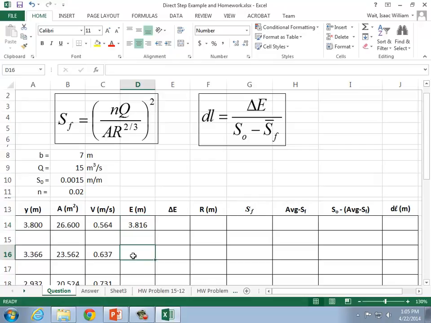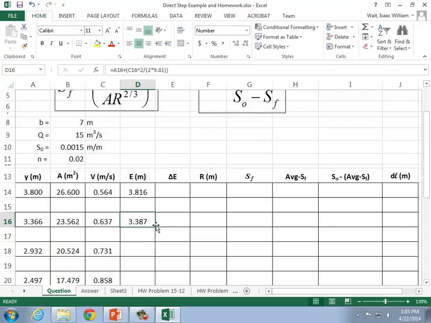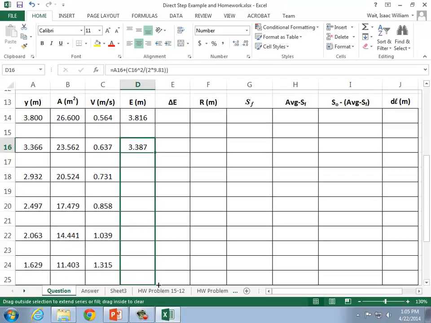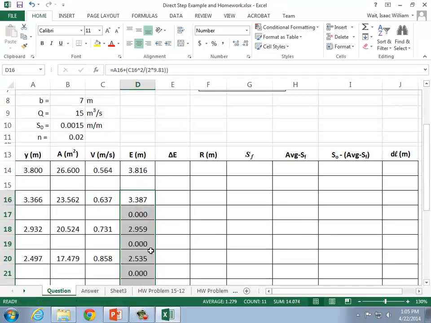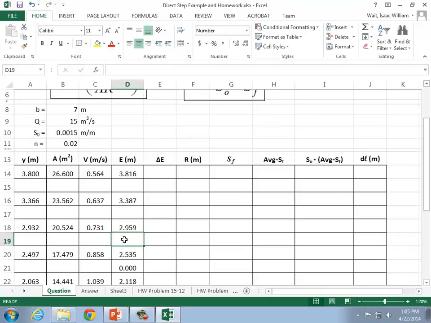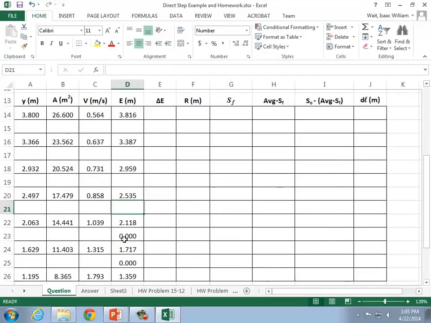Another way I could have done it was equals the depth plus V squared divided by 2 times 9.81. All right, drag that through. Yeah, all the way to the bottom. Well, we're just going to delete where it's listing for the midpoints.